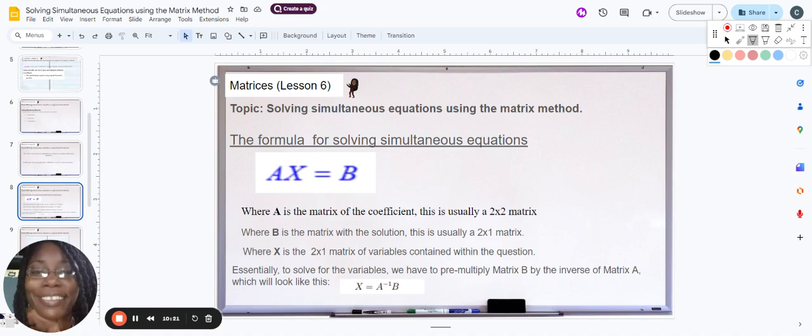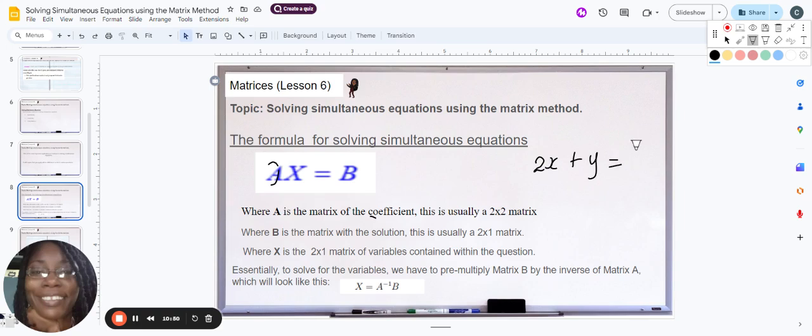All right. So when we have done so, like changing a simultaneous equation to a matrix, which I'm going to show you in the next slide, the A in the formula will represent a matrix of coefficients, and that matrix will normally be a 2 by 2 matrix. And what is the coefficient again? The coefficient is the number that's attached to the letter.